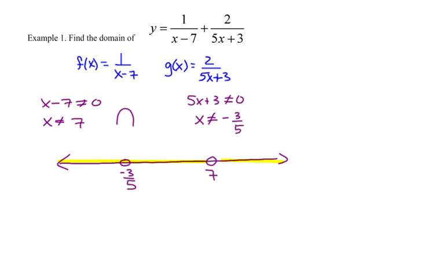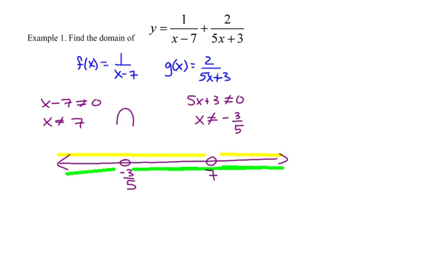Intersection. So we want to intersect them, right? And this other function said it can't be equal to negative 3 over 5. Maybe I should just put the colors a little lower and a little higher. So where's the intersection going to be in this case? Everywhere except for those two, right? Which makes sense, everywhere except for those two.